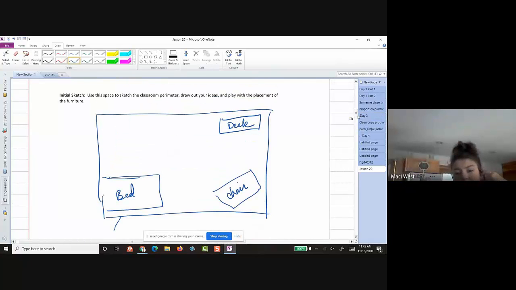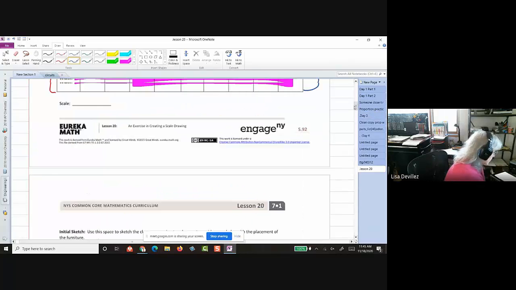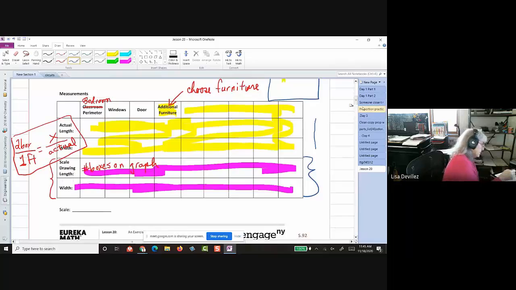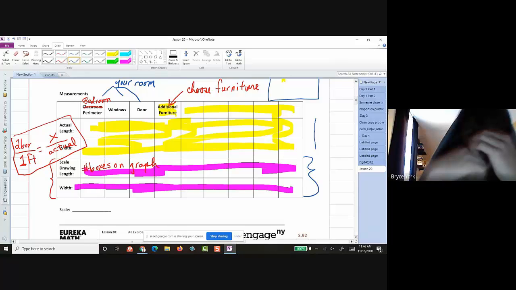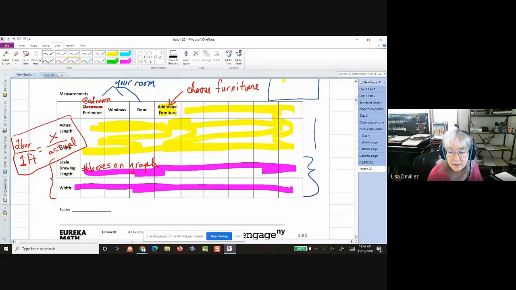So are we supposed to get exact calculations? Yes, up in this table. So the first three should be based on your current room. The dimensions of the windows, the door. Do you want us to actually take a tape measure and measure the room? Yes. A tape measure, a ruler, a yardstick, whatever you have handy. So that should be based on your room.